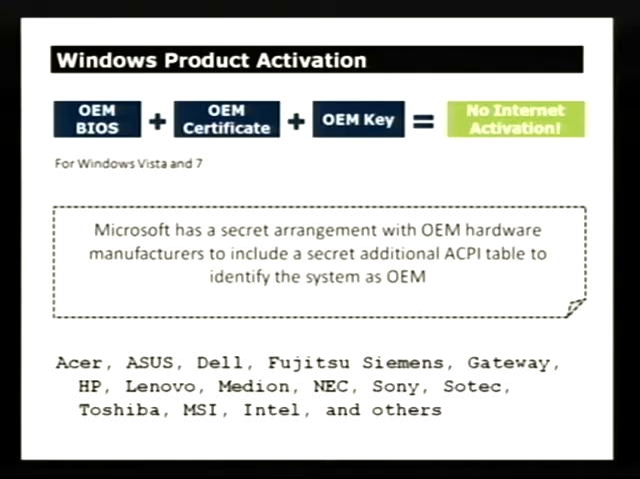For the previous Windows operating system, Windows XP, there was an OEM key. With this OEM key, you could activate the computer without an internet activation. This was done and required for big companies. And with Windows Vista and Windows 7, they have changed that.